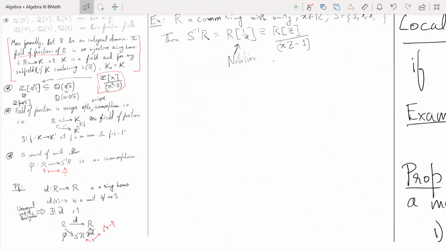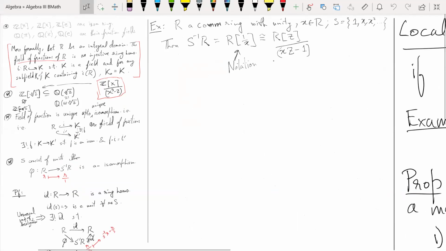Okay. So let's look at this example 5. R is a commutative ring with unity. x is some element of R, and we take S to be 1, x squared, and so on. And then we will show that.